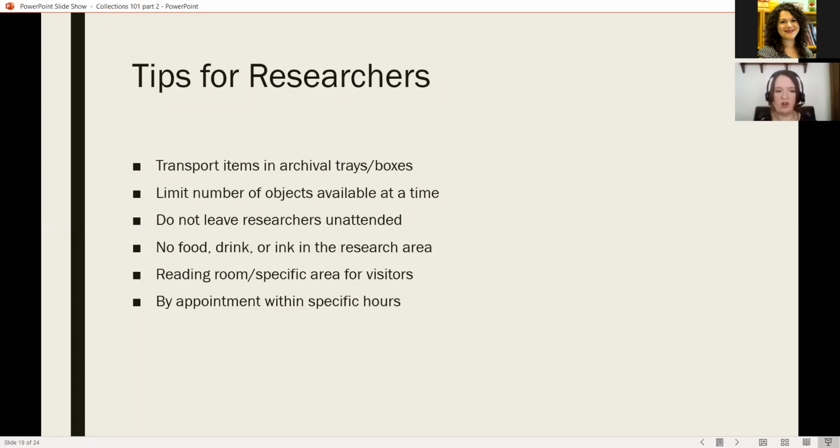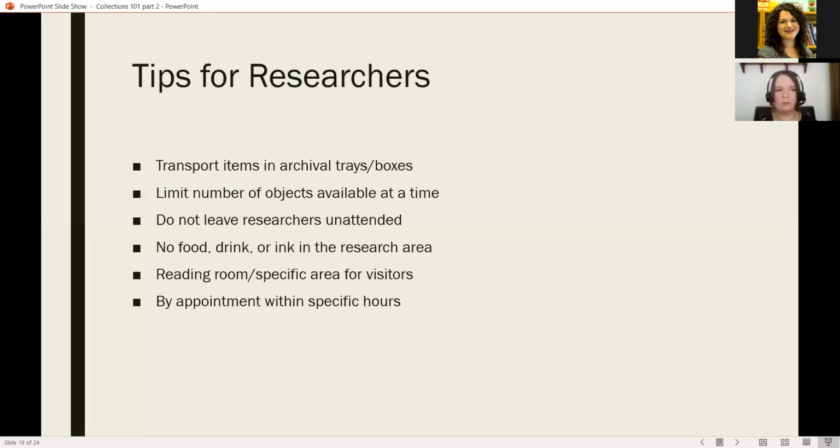It's generally not a good idea to leave researchers unattended, even if they seem like a great person. These items are historically significant in some way, and so people may be tempted to make them disappear. It's not the nicest thing to think about somebody, but it's something to consider. You want to keep them from having food, drink, and ink pens that can permanently mark items in the research area.